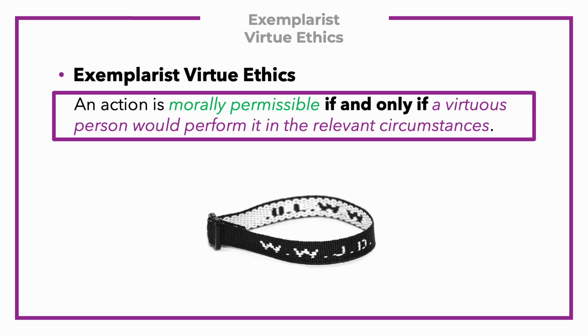I like to think of this as the WWJD view. Back when I was a middle schooler, or maybe even a little younger, in elementary school, WWJD bracelets were extremely popular, and the thought with the bracelet was that when you're acting, you need to think about what Jesus would do. So WWJD stands for what would Jesus do? The idea was, when you're ever in a tough spot, just look at your wrist and think about what Jesus would do. If he would do it, then it's okay to do that thing. But if he wouldn't do it, then you shouldn't do that thing. And that's the motivating idea behind exemplarist virtue ethics.